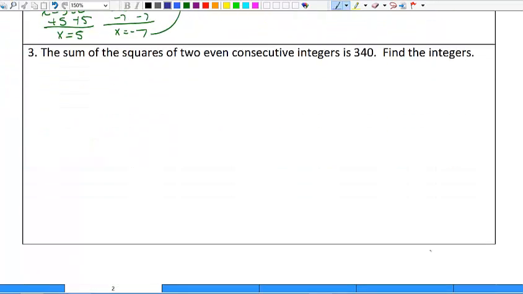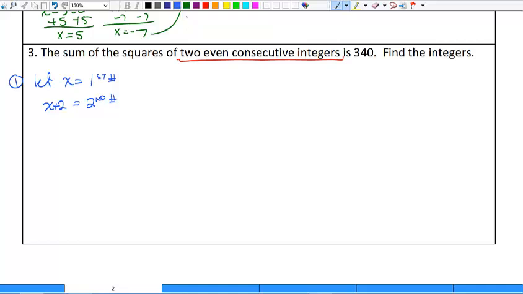All right, the third problem here says the sum of squares of two consecutive even integers is 340. Find the integers. Okay, I see these words, two consecutive integers, right here. When I am doing step 1, which is to define my variables, I'm going to let x equal my first number. And because it says consecutive even, I'm going to have x plus 2 be my second number.